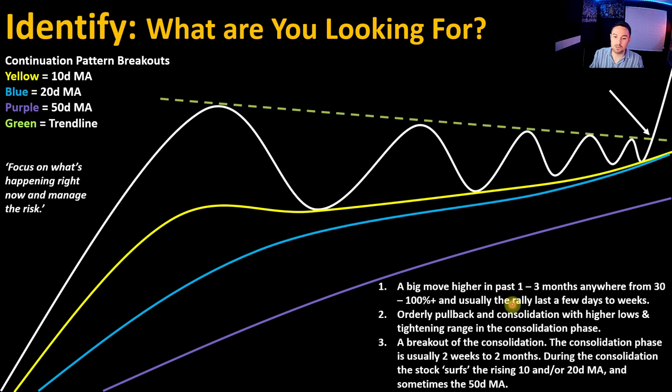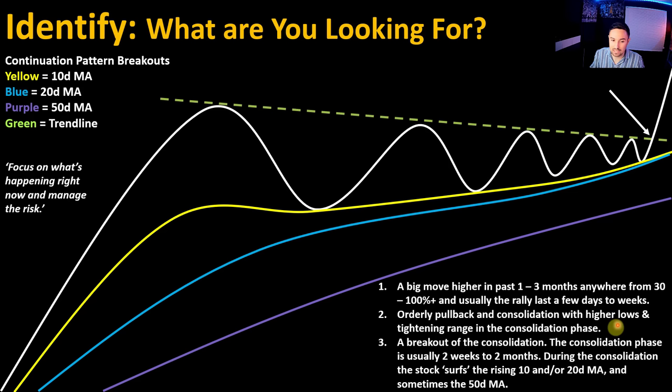Orderly pullback and consolidation with higher lows. So higher lows are like this. If you look at what price is doing here, this is the high here, it pulls down, bounces, makes a lower high, but then it puts in a higher low. So this low here is higher than this low. So it's making higher lows. Very important concept. Orderly pullback and consolidation with higher lows and tightening range in the consolidation phase.